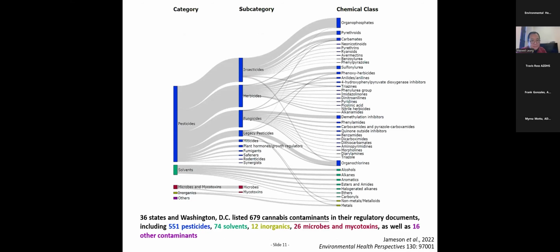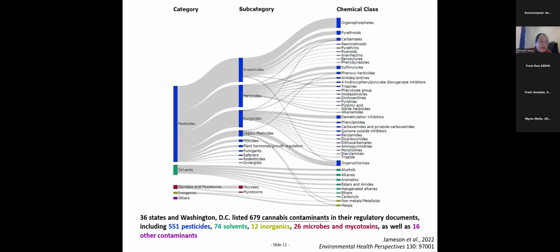So what does the whole landscape of cannabis pesticide regulation look like at the state level? What I'm showing here is a Sankey diagram of the four categories of contaminant: pesticide, solvent, microbe and mycotoxin, which I will talk a little bit more about at the end, and also inorganic toxic element. As you can see, this is data collected in 2022. If you look into the regulatory documents from all the legalized jurisdictions at that time, you can find a total of 679 cannabis contaminants that include 551 pesticides, 64 solvents, 12 inorganic, 24 microbes and mycotoxins. That is the smallest group here, as well as 16 other contaminants.